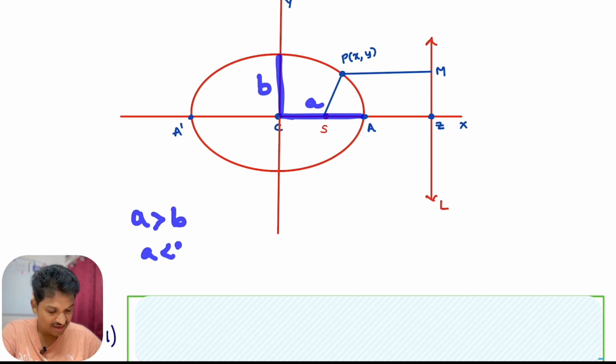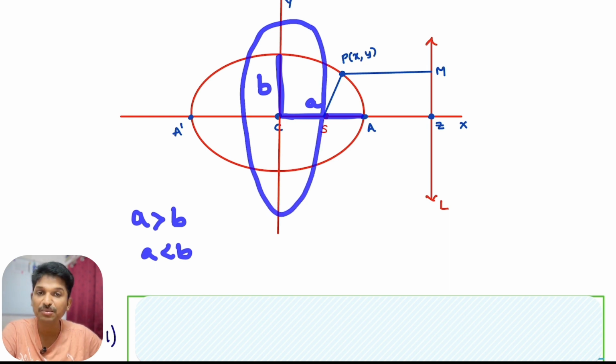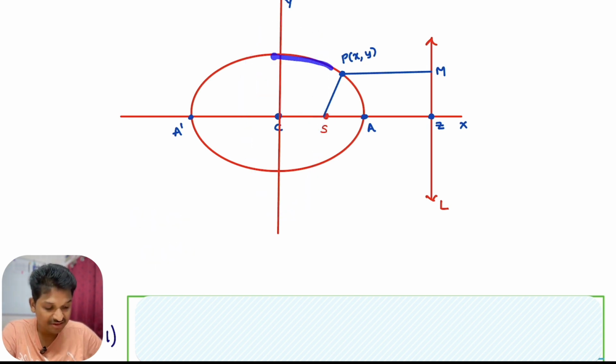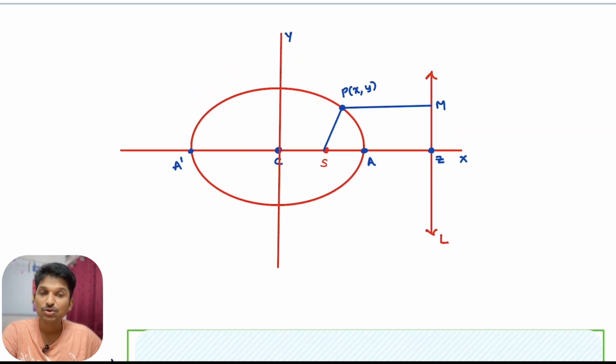In case a is less than b, the ellipse will come like this. As the ellipse is like this, we can easily say that this is b, CA is a, and this a is bigger than b. Okay. So, in today's video, the first formula is this one.